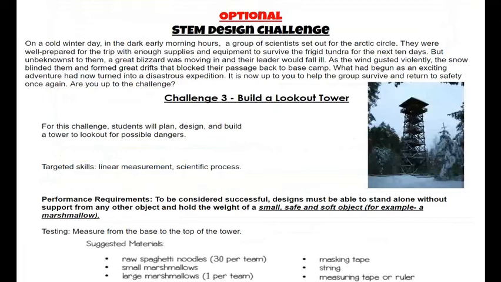The performance requirements. To be considered successful, designs must be able to stand alone without support from any other object and hold the weight of a small, safe, and soft object. For example, a marshmallow. To test your design, measure from the base of the tower, or the bottom of the tower, to the top of the tower. Suggested materials to use to help complete this optional STEM design challenge are given at the bottom.